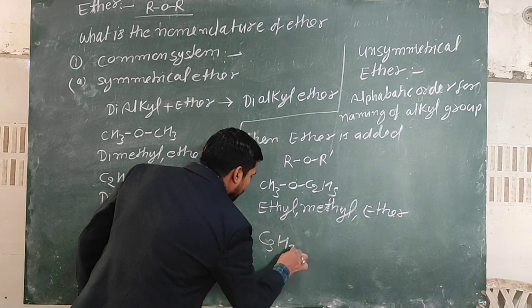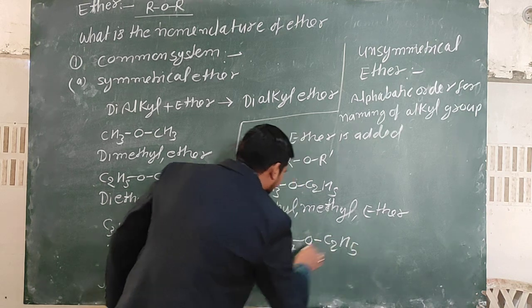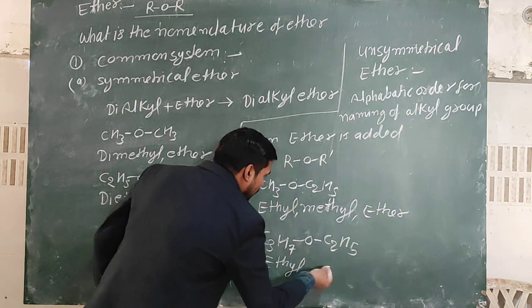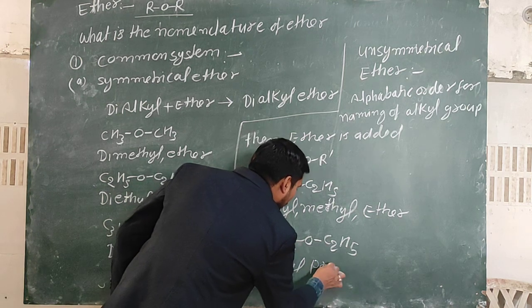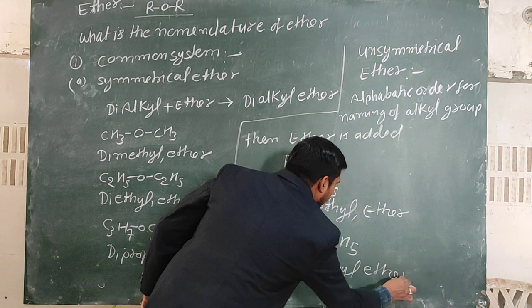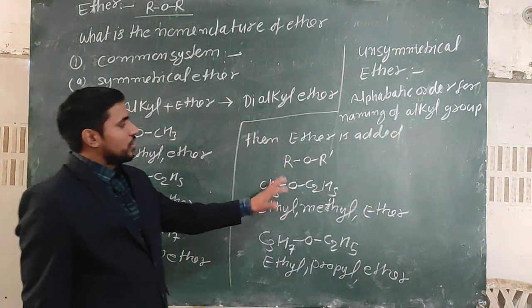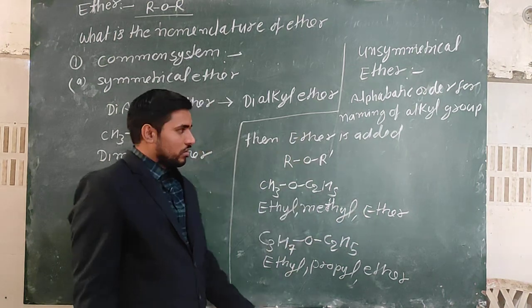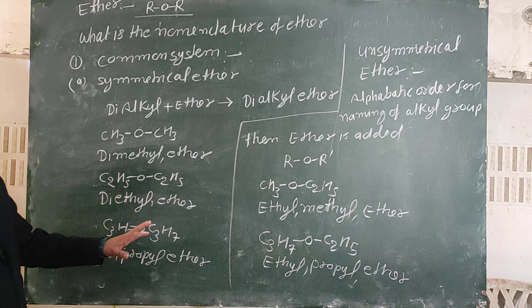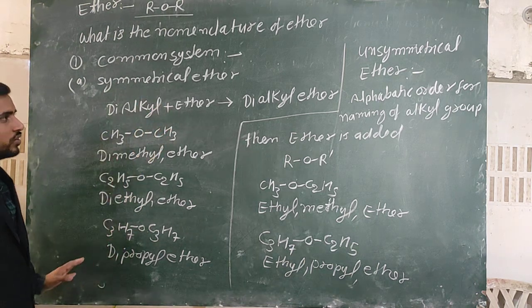Like C3H7OC2H5, then its name is ethyl propyl ether, ethyl propyl ether. It's the nomenclature of unsymmetrical ether. Okay, I hope you better understand what is the nomenclature of ether in case of the common system of nomenclature.